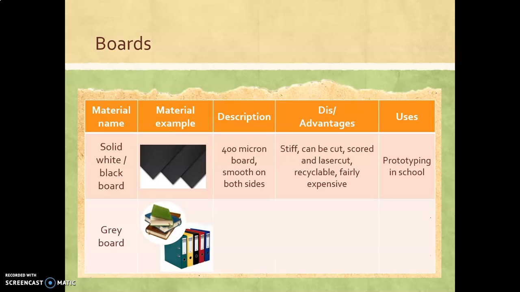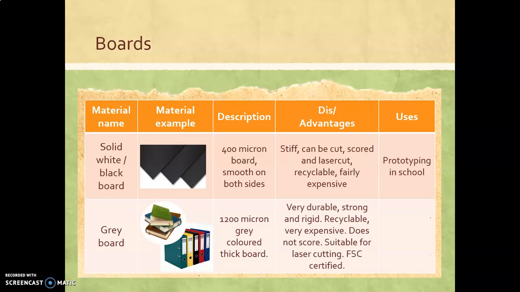Next we have grey board. This is 1200 microns thick, so 1.2 millimeters thick. It's very, very thick indeed. It's very durable, strong, very rigid. It is recyclable, but it's really very expensive. We don't like to use this much at all. It does not score well, so if you try and cut into it with a craft knife and bend it, it will just crack. But it is suitable for laser cutting, and in school what we have is FSC certified.